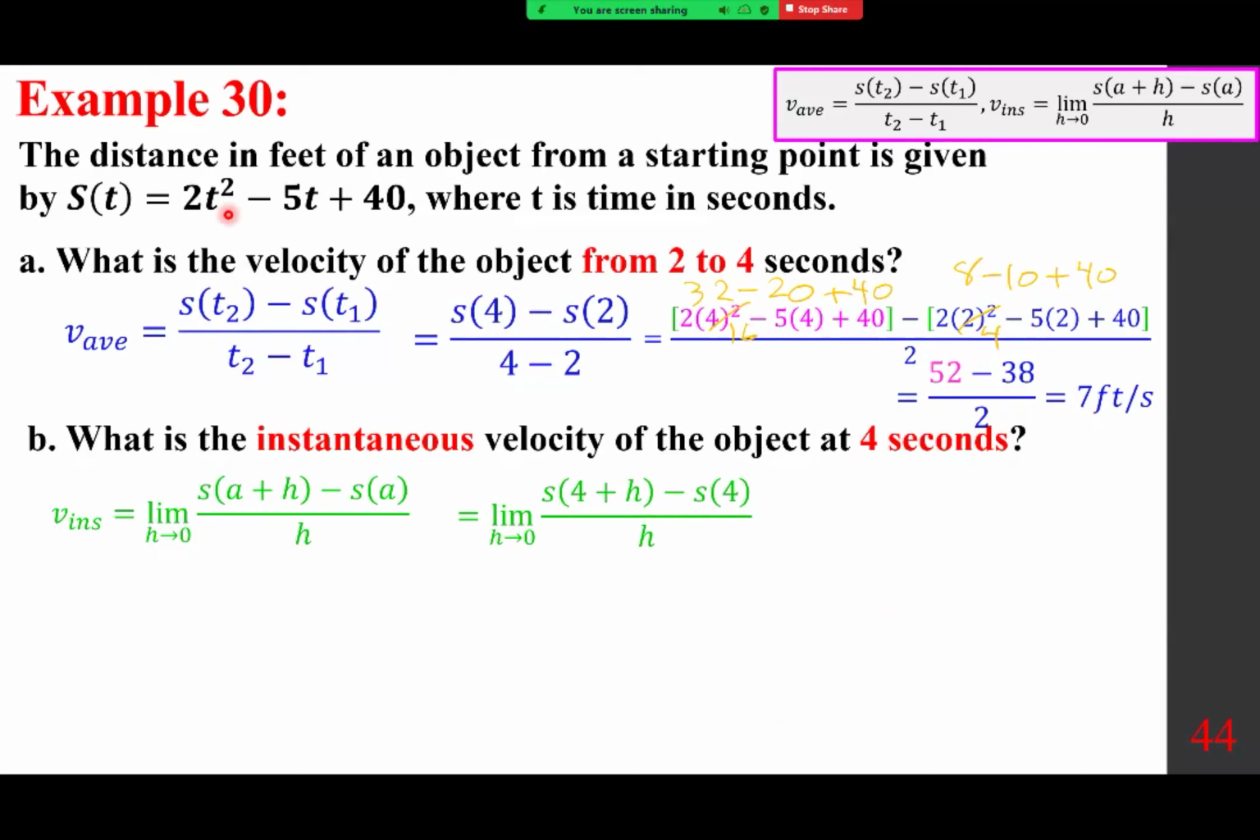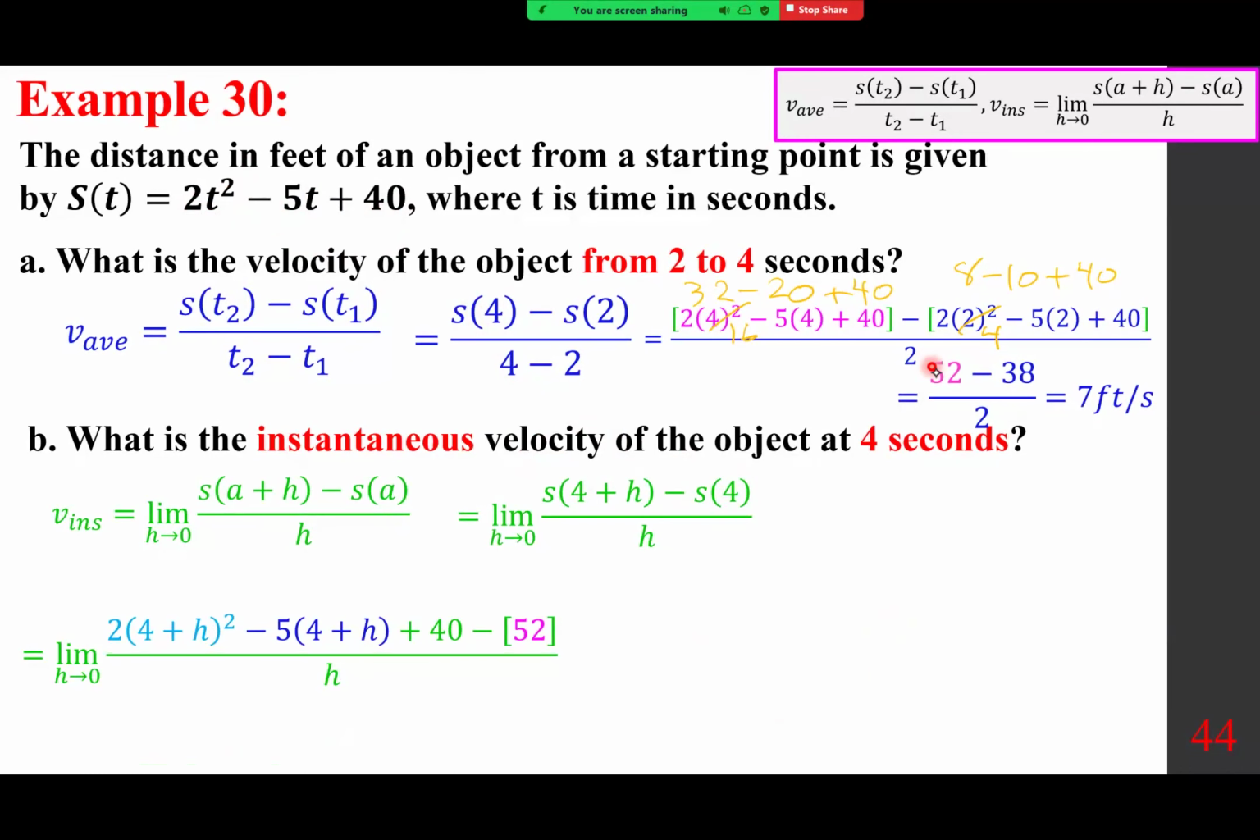s of 4 plus h, 2 times 4 plus h quantity squared, minus 5 times 4 plus h plus 40 minus s of 4. I can evaluate it, or just remember s of 4 was here, 52. You already have that, use that. Now, I'm assuming everybody remembers a plus b squared was a squared plus 2ab. Yeah, so let's just write it.